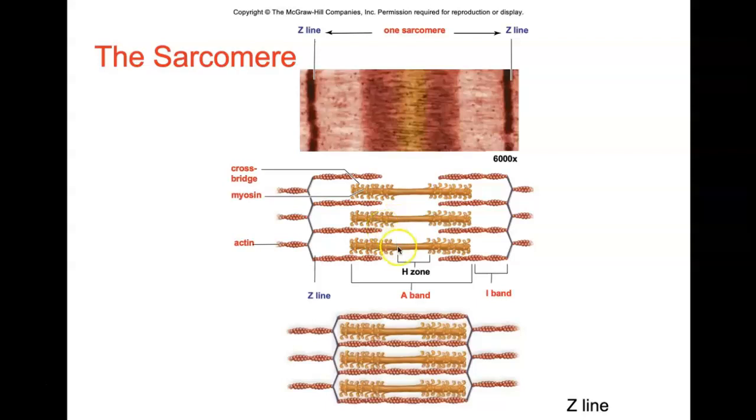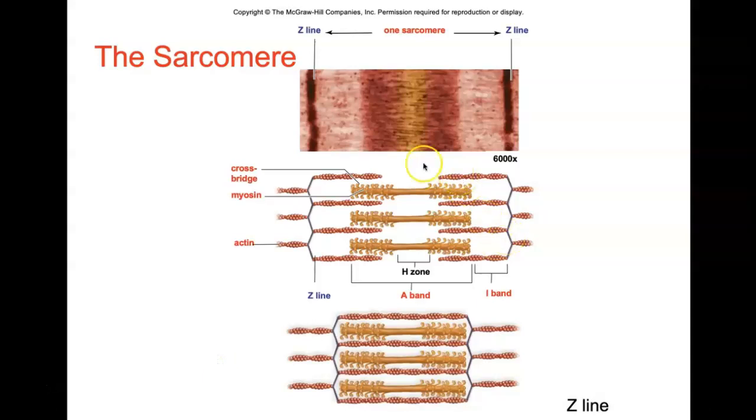The next region we want to learn about is called the H zone. The H zone is kind of the opposite of the I band. In the I band, we said that you have only actin. Well, the H zone is the place where only myosin proteins are found. So that's the H zone. It's the place where the myosin protein is located.